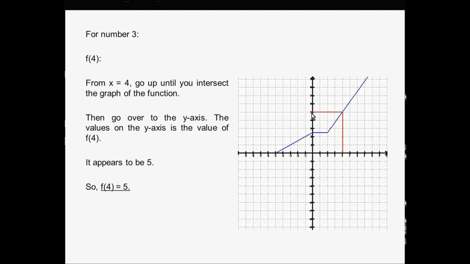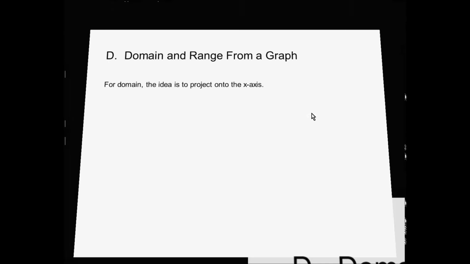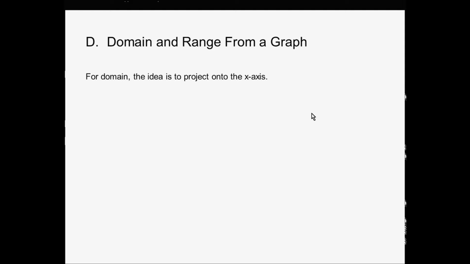Let's take this idea of reading the graph to domain and range. So domain and range from a graph. We're going to try to get whole intervals, or maybe a collection of numbers. For domain, the idea is to project onto the x-axis. Remember, domain, those are the x values. For range, the idea is to project onto the y-axis, where the range are the y values.